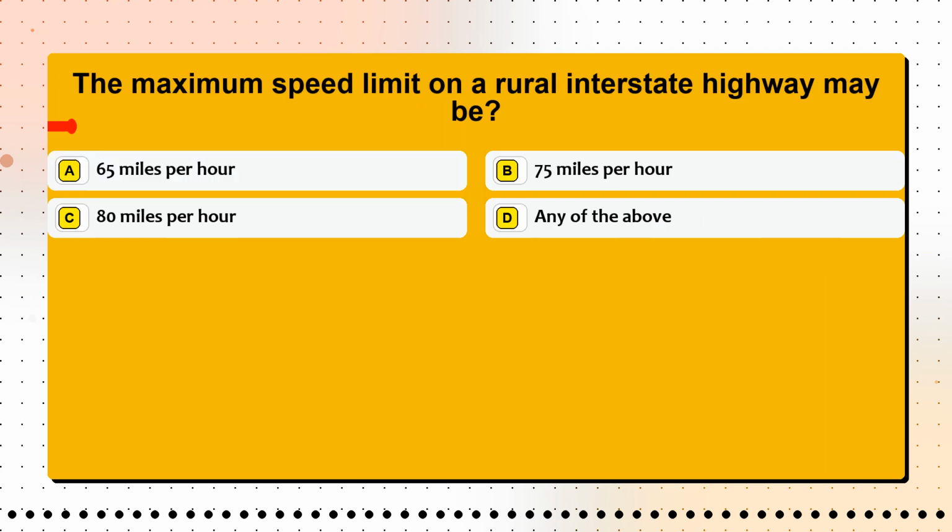Question 89. The maximum speed limit on a rural interstate highway may be? Here are the options. Option A, 65 miles per hour. Option B, 75 miles per hour. Option C, 80 miles per hour. Option D, any of the above.